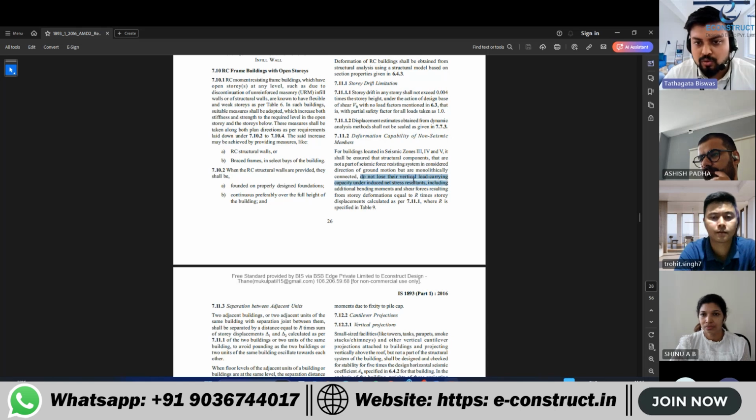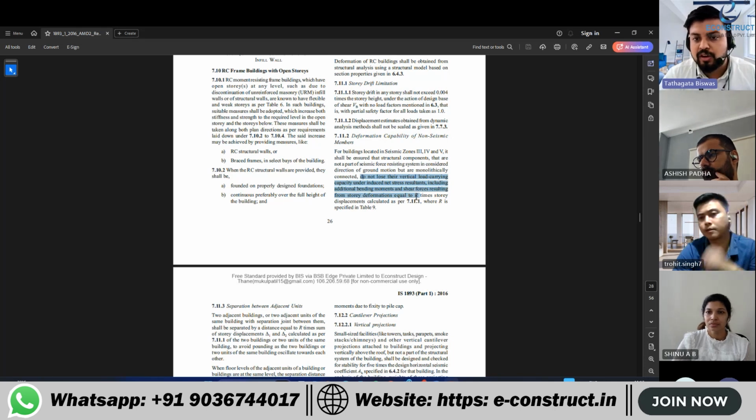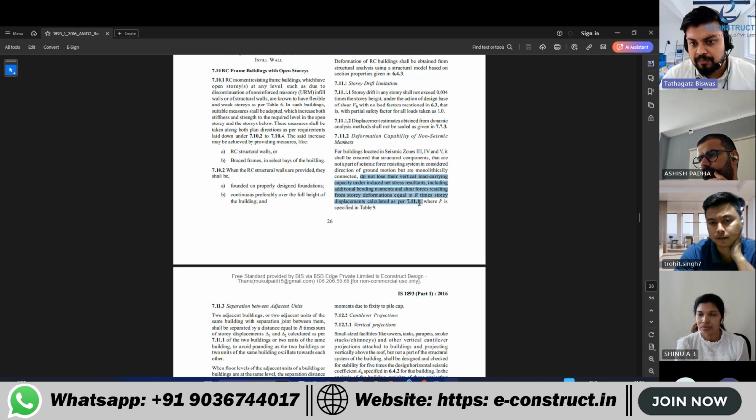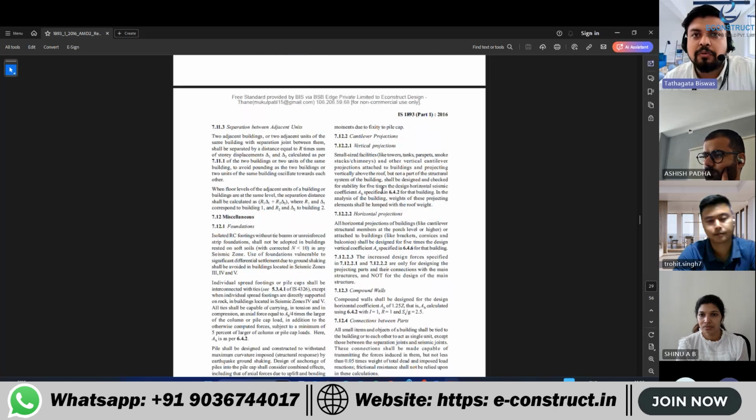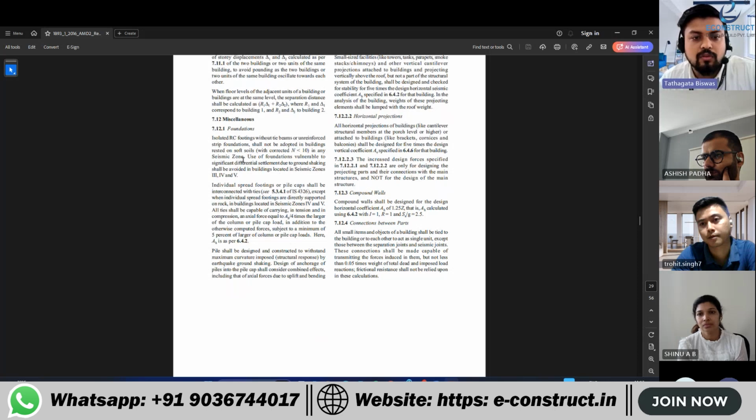So it should not lose its vertical load carrying capacity under the induced net stress resultants, including additional bending moment and shear forces resulting from story deformations equal to R times the displacement. That is basically a part of soft story, and all these things you need to check properly. So it should not fail under axial load. The axial load carrying capacity should not be lost for this induced stress or extra bending moments and shear forces. So that extra moment you can channelize to somebody else, then only it will not lose.